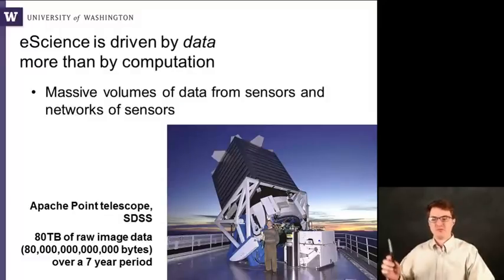Right. So some examples of the size of the data that's coming out. The Apache Point Telescope, that was the primary instrument for the Sloan Digital Sky Survey that we might refer to multiple times in this course, produced 80 terabytes of raw image data over a 7-year period. At the time, this is a pretty significant data size, and even by many standards is still today.